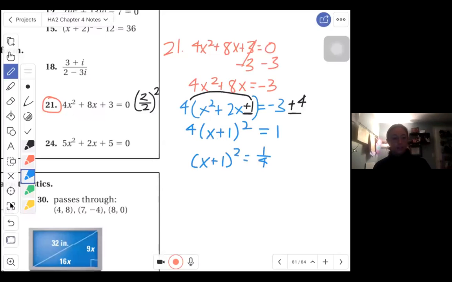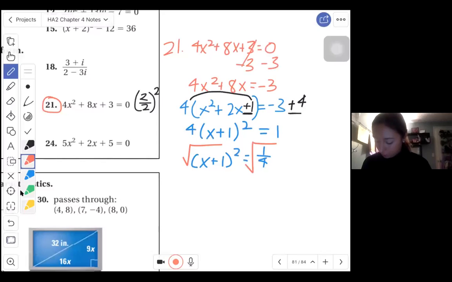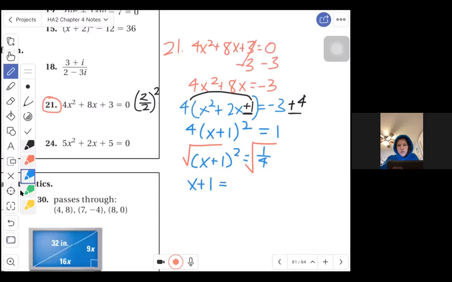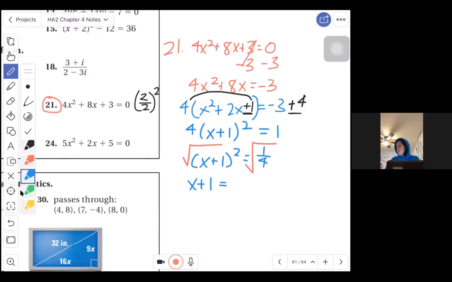Gabby Soul, what comes next? You would take the square root of 1/4. Yeah, we're going to take the square root of both sides. We'll get x plus 1. And Gabby Soul, do you know what the right-hand side would become when we have root 1/4? No. I did the problem wrong, so okay. I don't have it down.